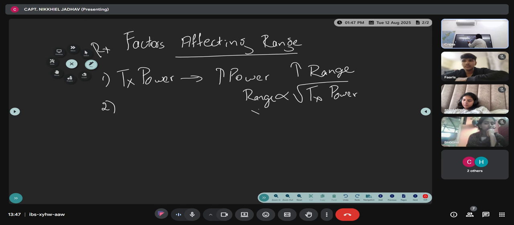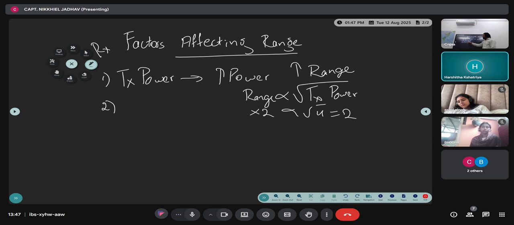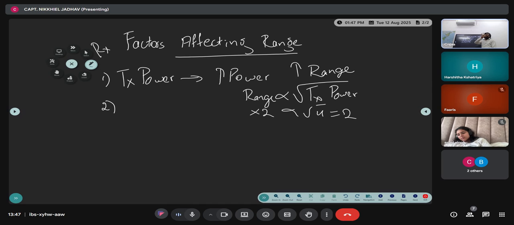If you want to increase the range by 2 times, you'll have to increase the power by root 4, and root 4 is 2. No wait, if you want to increase the range by 2 times, you'll have to increase the power by 4 times. If you have to increase the range by 4 times, you'll have to increase the power by 16 times. Got it? So higher the power, higher the range, but the range is directly proportional to the square root of power. Clear, everyone?